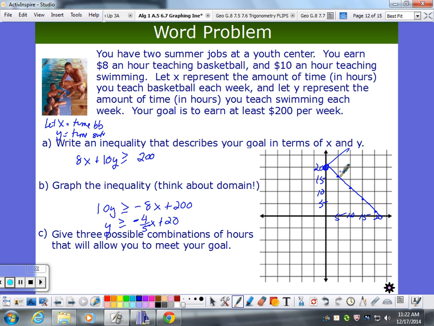Above. So if he wants to figure out hours, you could just pick 3 points that will be the hours. So he could work 15 hours with the basketball and 10 hours with the swimming, and he'll be above $200. Or he could do 10 hours in basketball and 20 hours in swimming, he'll be above.